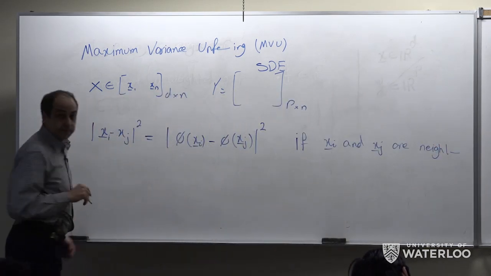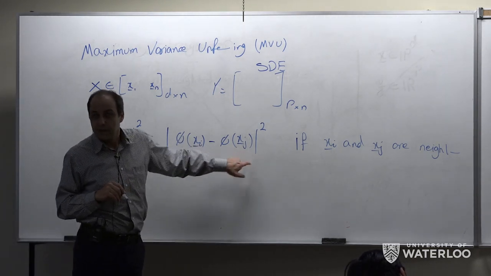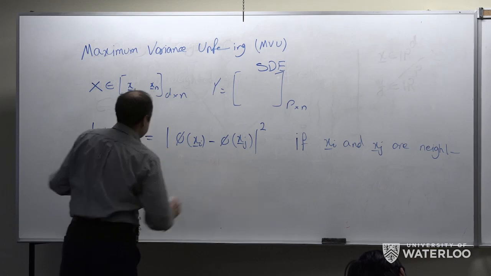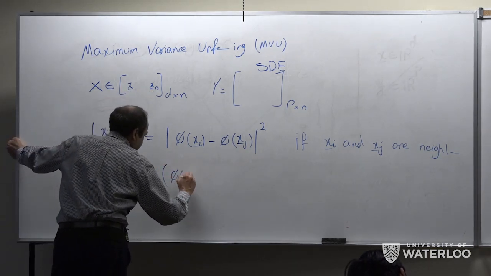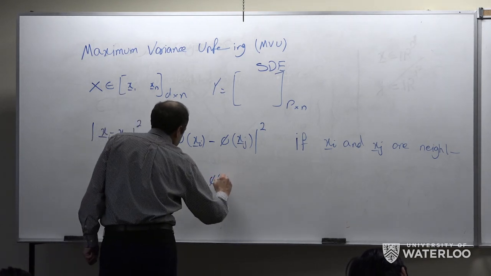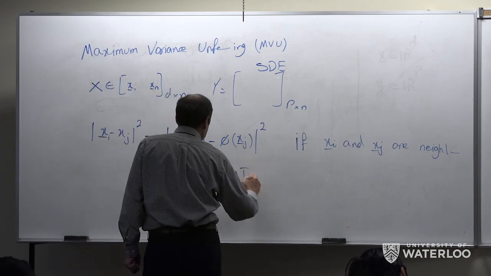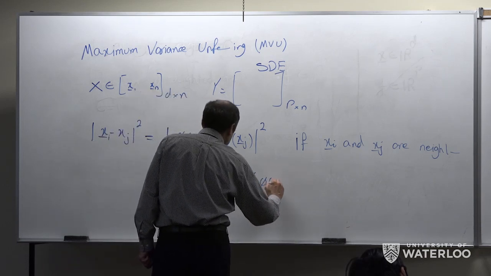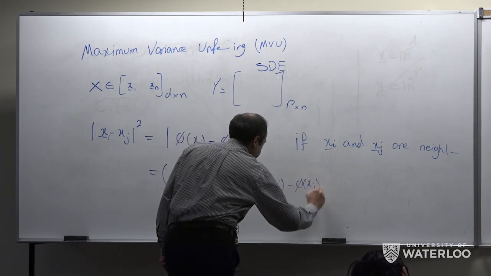Okay. But we don't know phi. Let me expand this. This is equal to phi xi minus phi xj transpose phi xi minus phi xj.